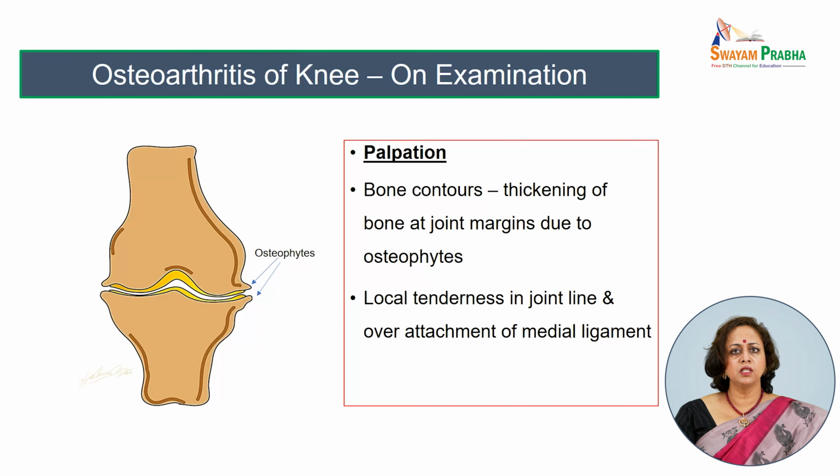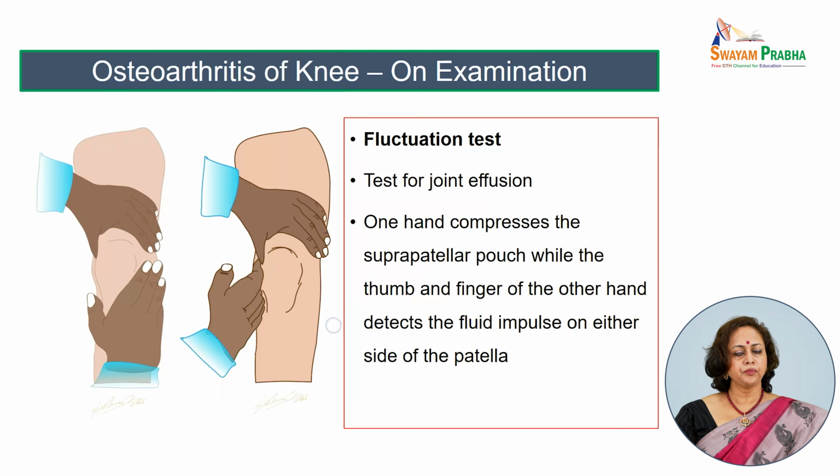Now in this picture here, can you see these osteophytes? I have labeled them here. You can see it's like a lipping or an extension of the bony margins. Even on this side, you can see the osteophytic areas. Okay, so you get these osteophytes. The bone contours change, there is thickening of the margins and you get these osteophytes. There is local tenderness in the joint line over the attachment of the medial ligament also.